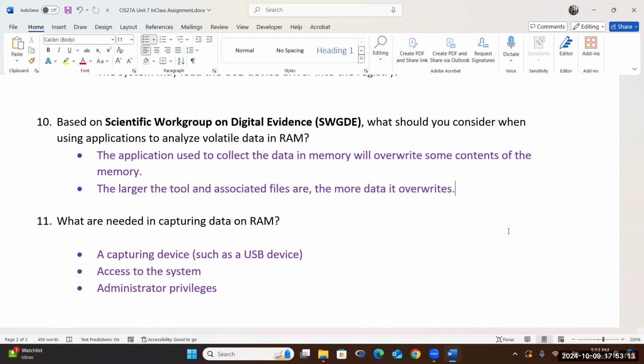Access to the system. That makes sense, since we are trying to pull the image of that system. We need to have access to that system physically and logically.